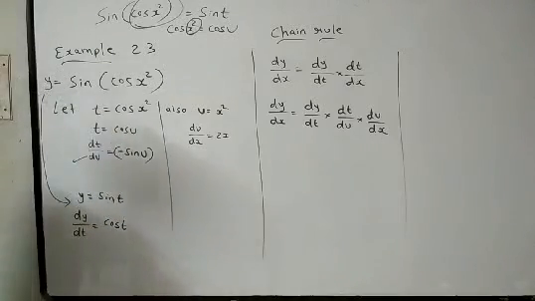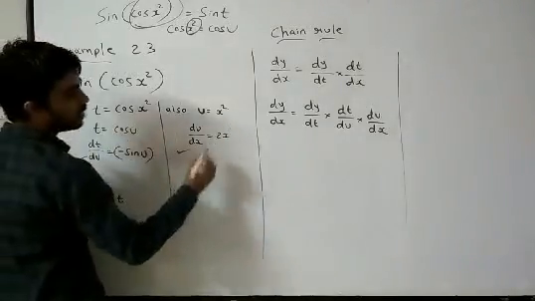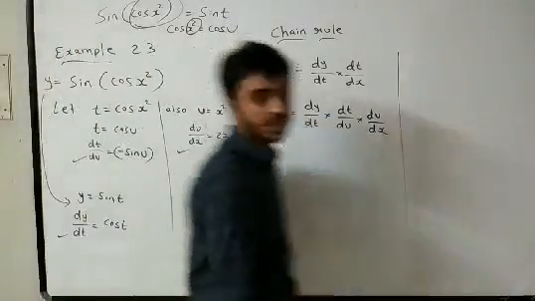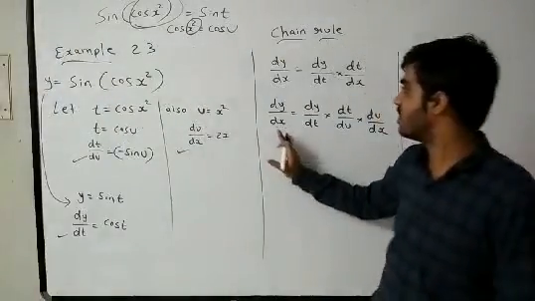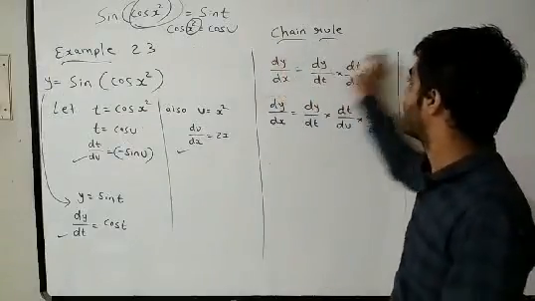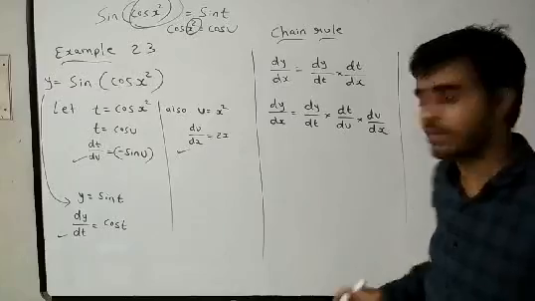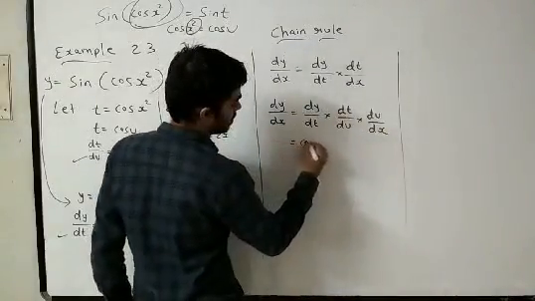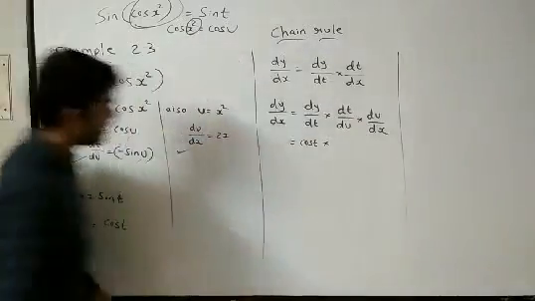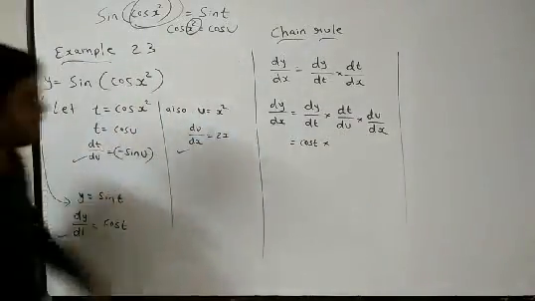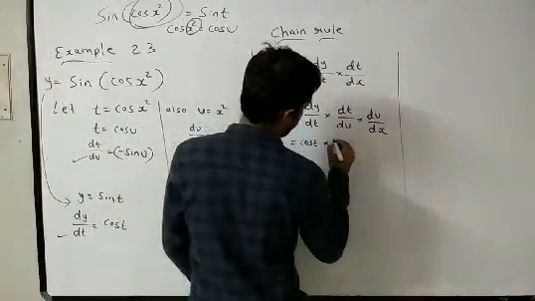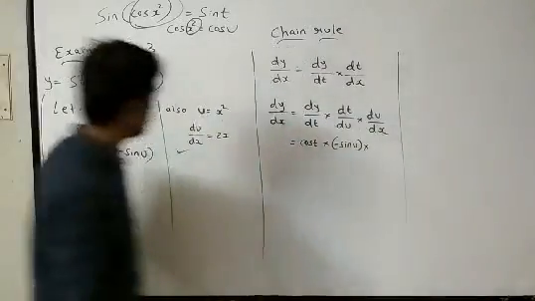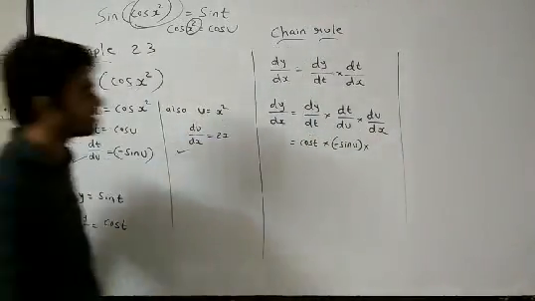Clear? So we have found dt by du, du by dx and dy by dt. Now we just put them together and we will get our answer dy by dx. Here no need to write this, I have just shown you for your information. dy by dt we have, that is cos t. dt by du we have minus sin u, so here we write minus sin u. du by dx we have 2x.